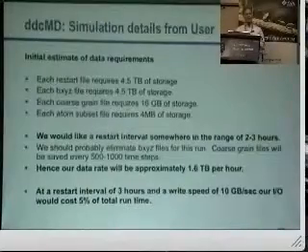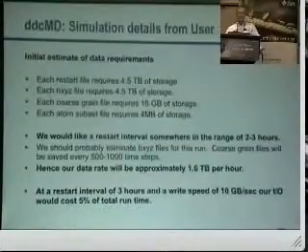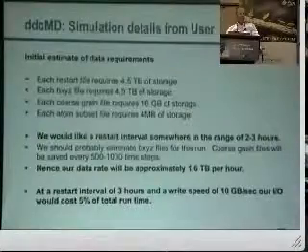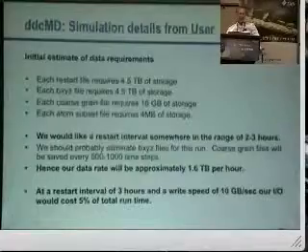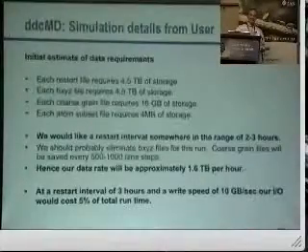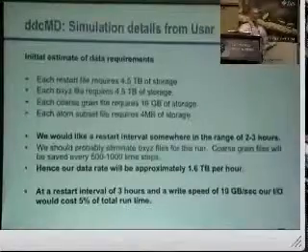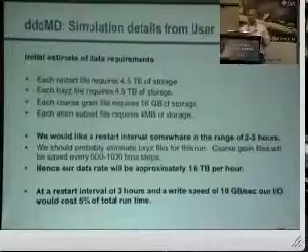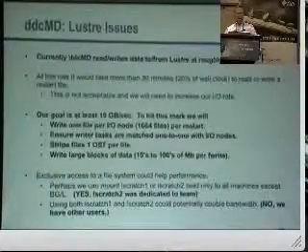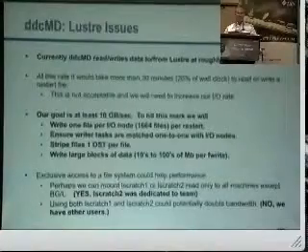So here are some of the notes in this life cycle plan for data. You've got an initial estimate of the data requirements, planning on a restart interval in the range of 2 to 3 hours, and calculating out that their data rate is about 1.6 terabytes per hour. If they took a 3-hour restart interval and could achieve 10 gigabytes per second, then that would be 5% of their ballpark. That was the target. When we started, it was writing at 2 gigabytes per second, and that wasn't going to be acceptable, as we'll see later.